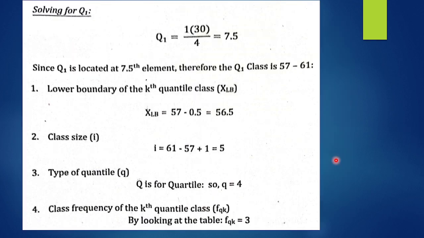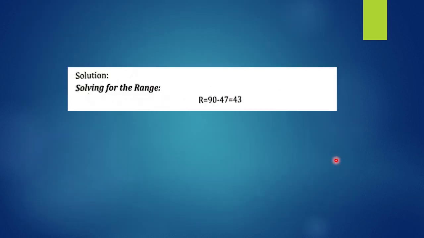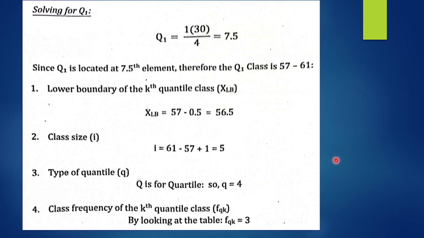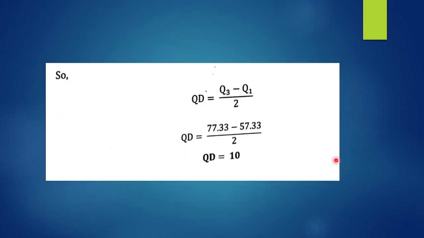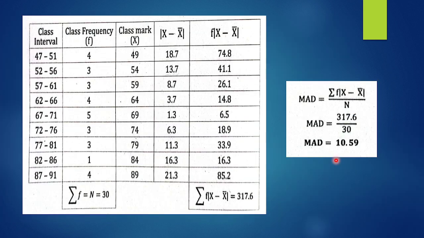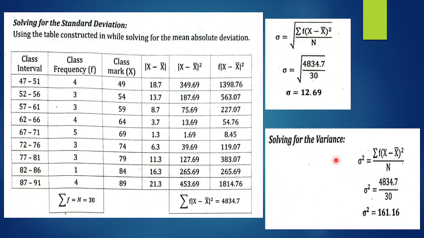The range, where's the range? The range is 43. Very far. And the QD is 10. And the MAD is 10.59. Okay? Now, let's proceed. Since we're done with the range, the quartile deviation or QD, and the MAD, the mean absolute deviation, the next one is the standard deviation.